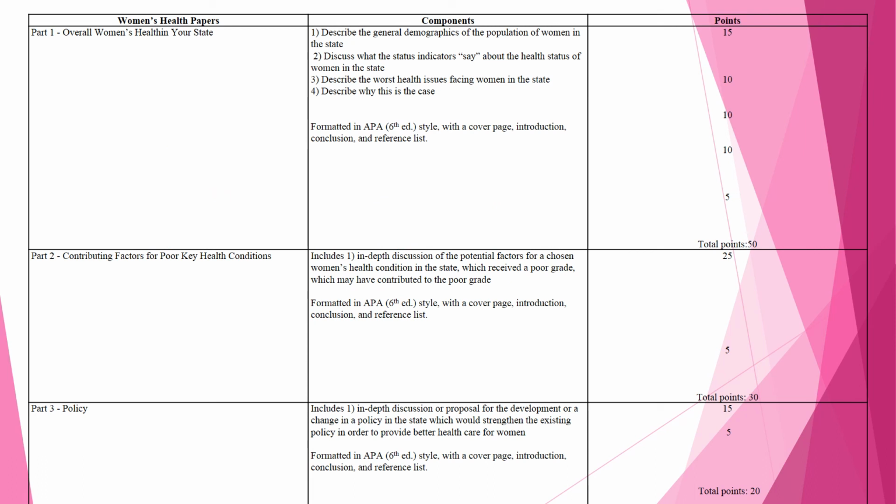This one breaks your paper up into 3 pieces. So the first one is the overall women's health within your state. So follow the components of that paper. And then contributing factors: you're going to take that, choose one health issue in the state of Illinois, and I want you to focus on that in-depth discussion. And then the third part is an in-depth discussion or proposal for the development or change in a policy of the state that would strengthen and provide better health care to women.